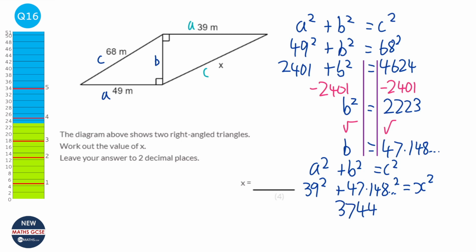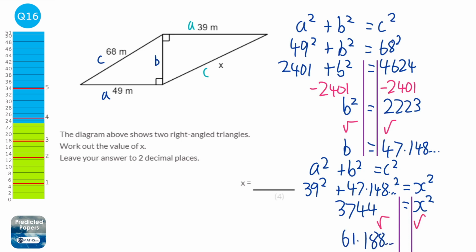and that will be 3,744 equal to x squared. And we'll just get our lines in, because we need to square root both sides, and we get 61.188 and so on is equal to x. It says it wants it to 2 decimal places, so that would be 61.19.